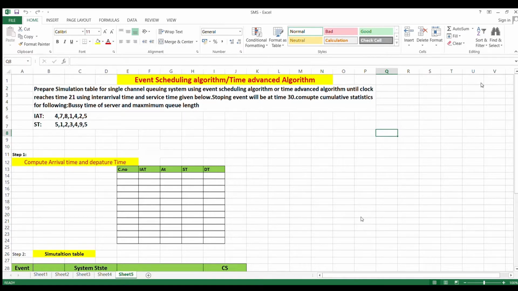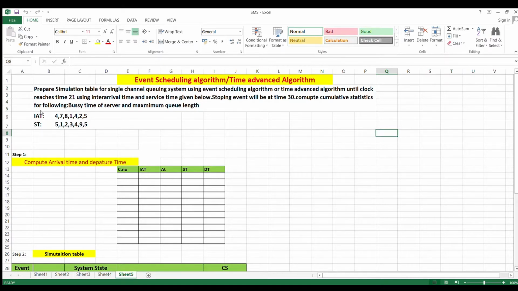Algorithm, or it is also called the time advance algorithm. Consider a question: prepare a simulation table for a single channel queuing system using the event scheduling algorithm or time advance algorithm until the clock reaches time 21 using the interval time and service time given below. The stopping event will be at time 30. Compute cumulative statistics for the following: busy time of the server and maximum queue.